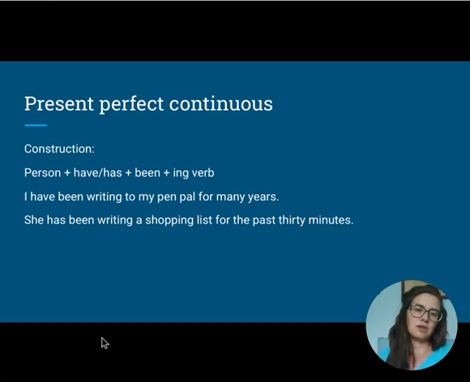Another example here, she has been writing a shopping list for the past 30 minutes. We're really focused on the activity being continuous and continuing to happen. That's what's going on here with the present perfect continuous.